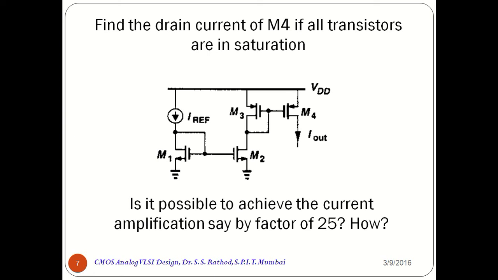Now it has been asked, is it possible to achieve the current amplification, say by factor of 25? So the answer is yes. We have to make W by L of 2 by W by L of 1, let us say 5, and W by L of 4 to the W by L of 3, again 5. So 5 into 5, 25. Thus the answer is W by L of 2 should be 5 times W by L of 1, and W by L of 4 should be 5 times W by L of 3.